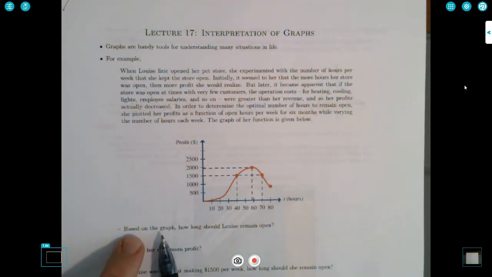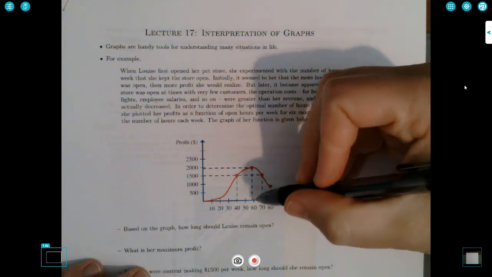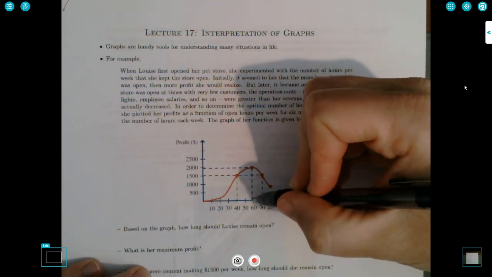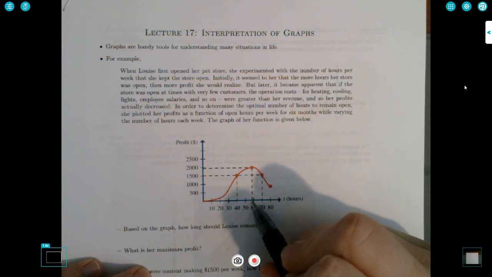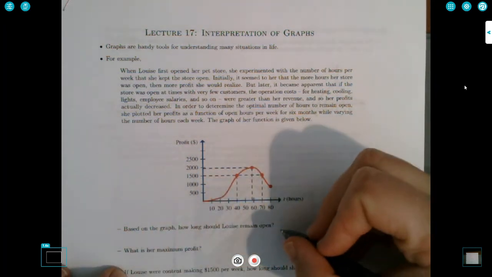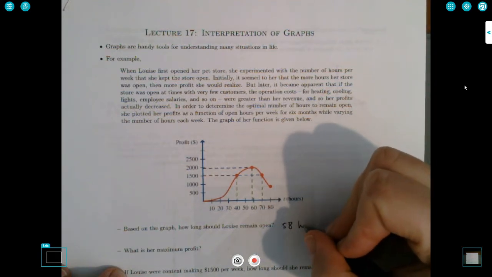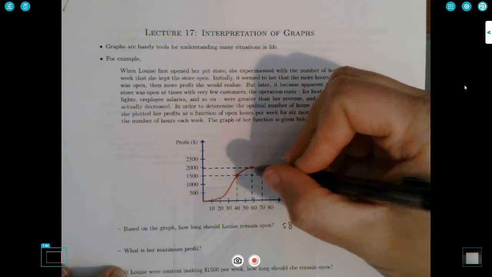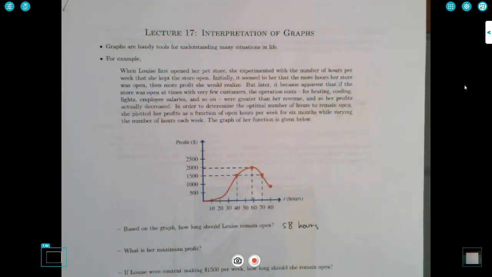Okay, so based on the graph, how long should Louise remain open? Well, if she wants to make as much money as possible, then she should probably stay open for around, it looks like maybe 58 or 59 hours, something like that. We'll say 58 hours, because this is like the maximum value of this profit curve.